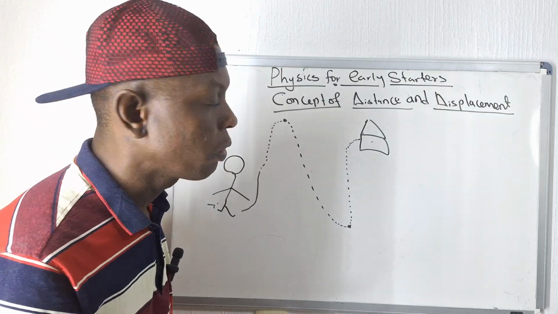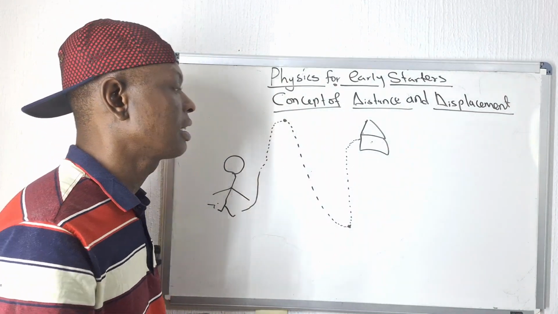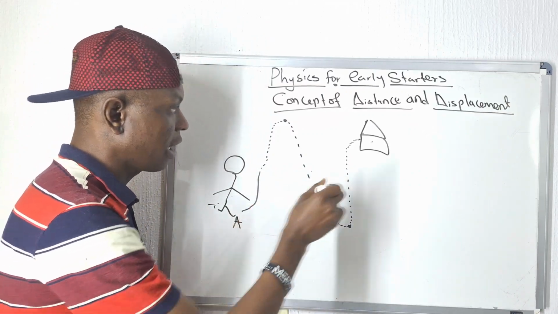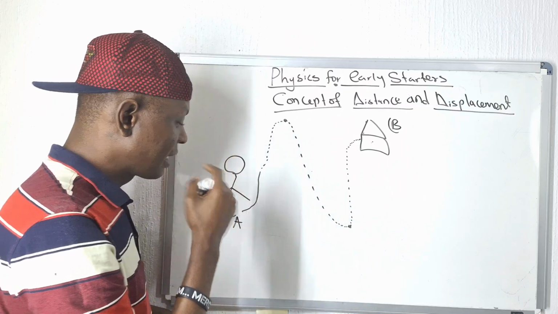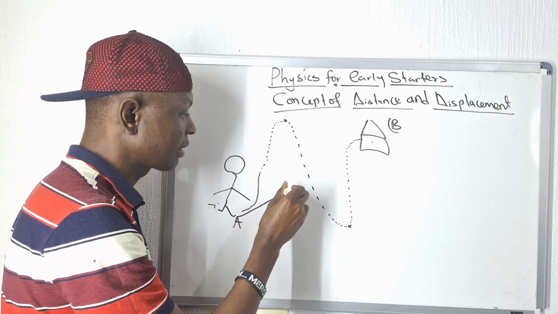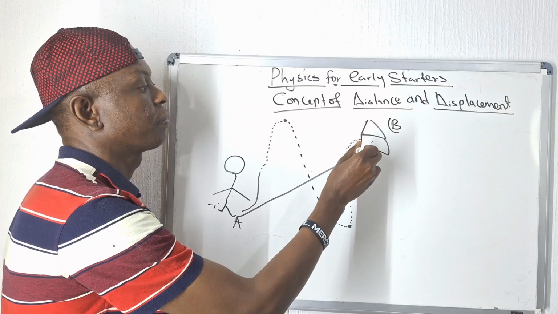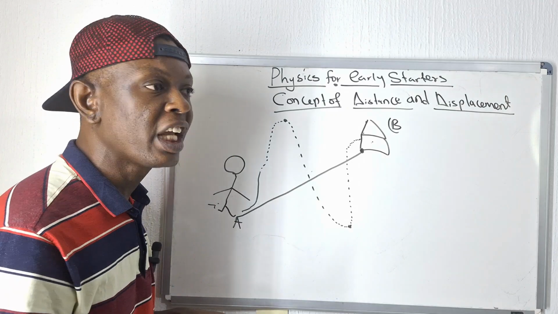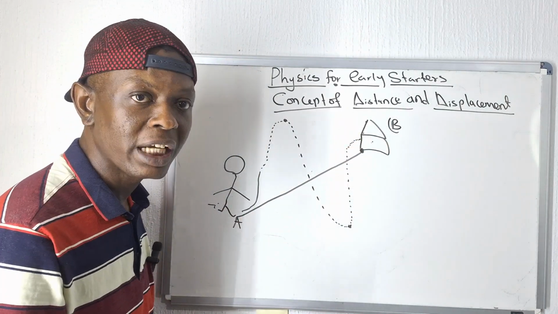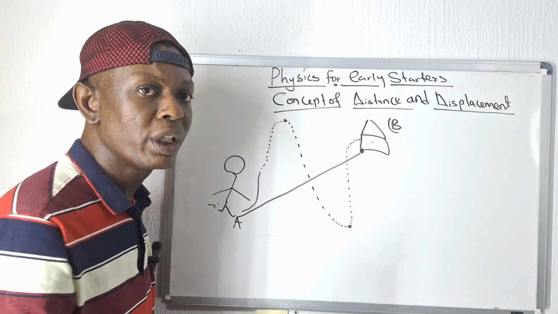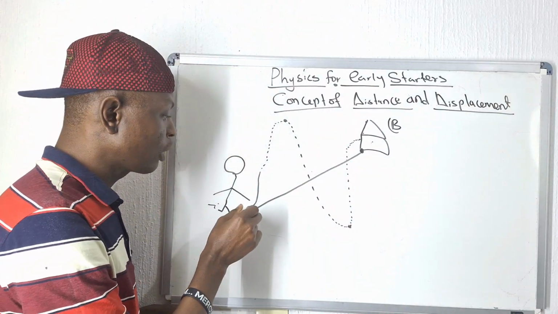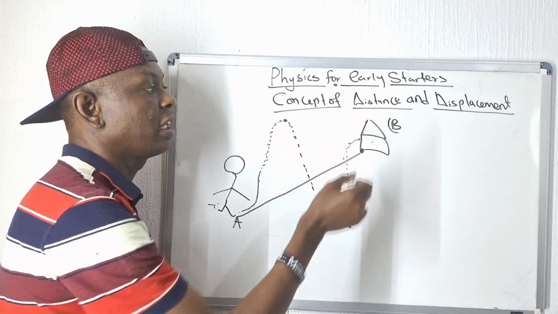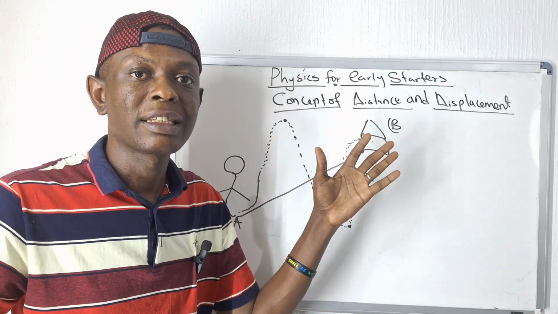Now, I'll be using this illustration to explain displacement and distance. His displacement, let's call this point A and this point B. His displacement is the shortest distance to get to his destination. That is what displacement is all about. So displacement simply means the change in position of an object, notwithstanding the path through which the thing went. Distance is the measure of how far an object is.